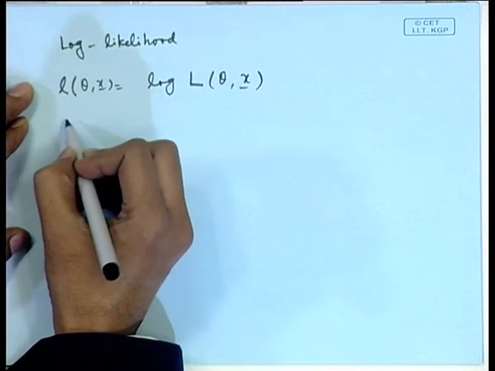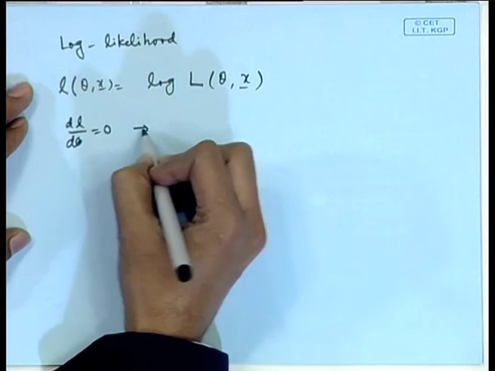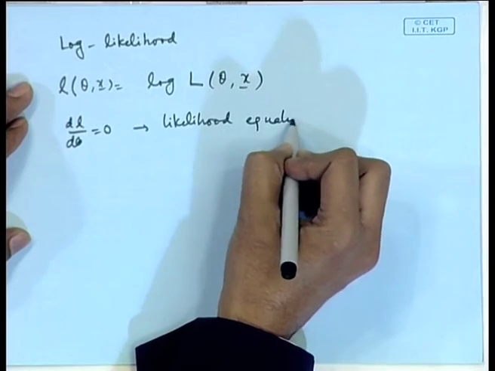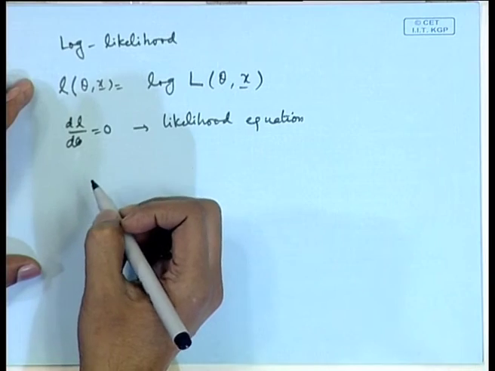A general method is that we differentiate. So we write dl by d theta equal to 0. This is called the likelihood equation. There may be situations where we will get a solution, and sometimes the solution may not be there. So we will see a result and work out these things. In the next class, we will continue the discussion on maximum likelihood estimators. We will see what properties these maximum likelihood estimators satisfy, and how they compare with other methods like the method of moments estimator, etc.